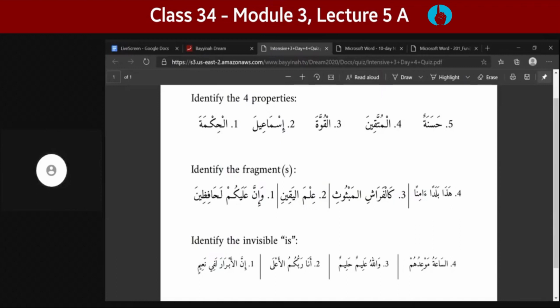So, sure, wa inna alaykum lahafidhin is a sentence, but it's made up of fragments. It's made up of two fragments. Alaykum is one of them, harf jar, and its ism. And then there's also a harf nasab, wa inna, and then lahafidhin is the ism of inna. So this is two fragments. Just because it's a sentence doesn't mean there aren't any fragments available.